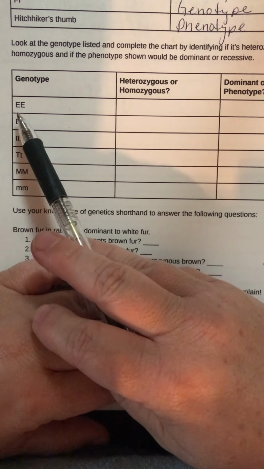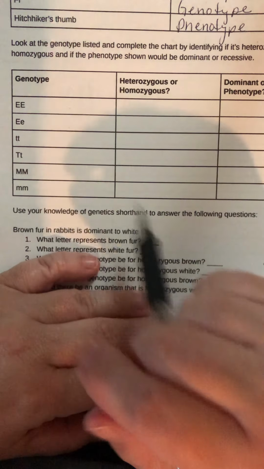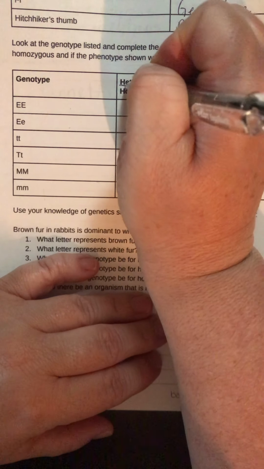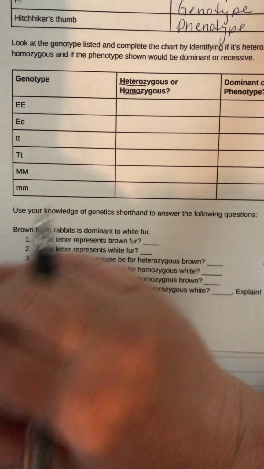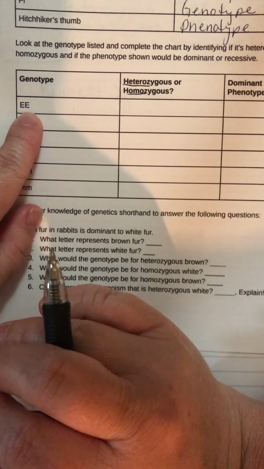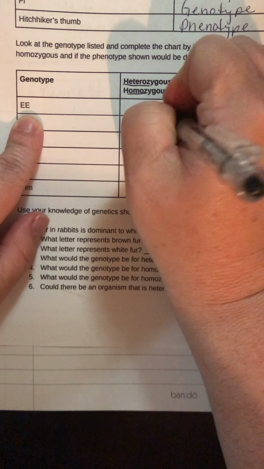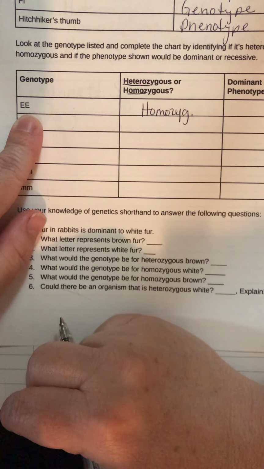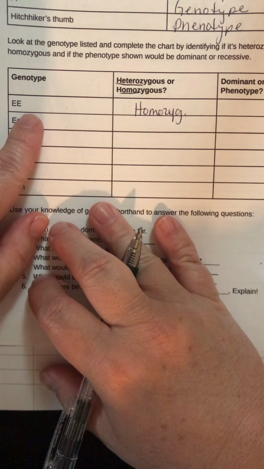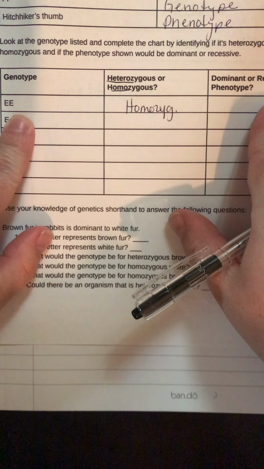So the genotype, big E, big E, is it heterozygous or homozygous? And really the key is right in the beginning. Hetero means different and homo means same. So these 2 letters are identical. So this would be considered homozygous. I'll just abbreviate by writing homozygous. And is that dominant or recessive?